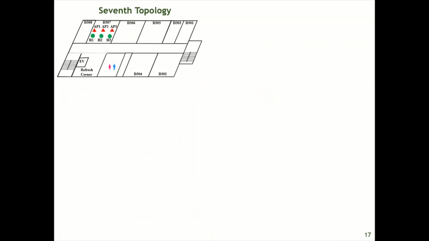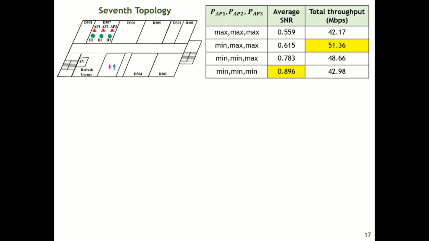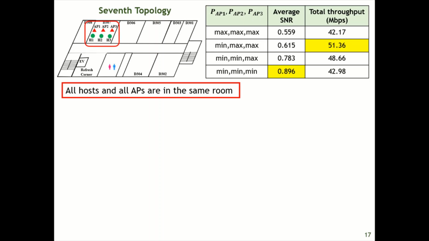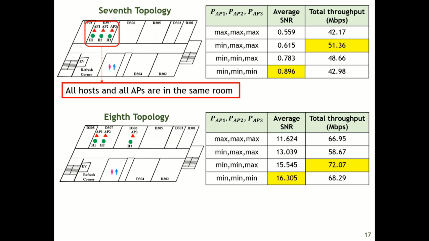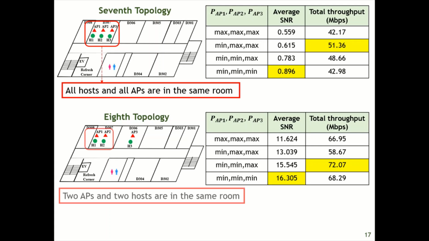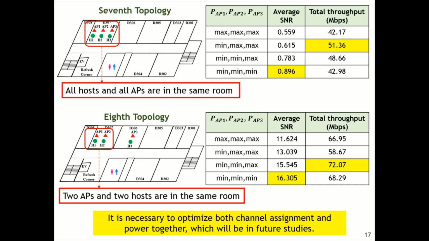Then this one is the seventh topology. In this topology, the method cannot select the best power for all APs because all hosts and all APs are in the same room. And in this topology also, the method cannot select the best power for all APs because two APs and two hosts are in the same room. So it is necessary to optimize both channel assignment and power together, which will be in future studies.